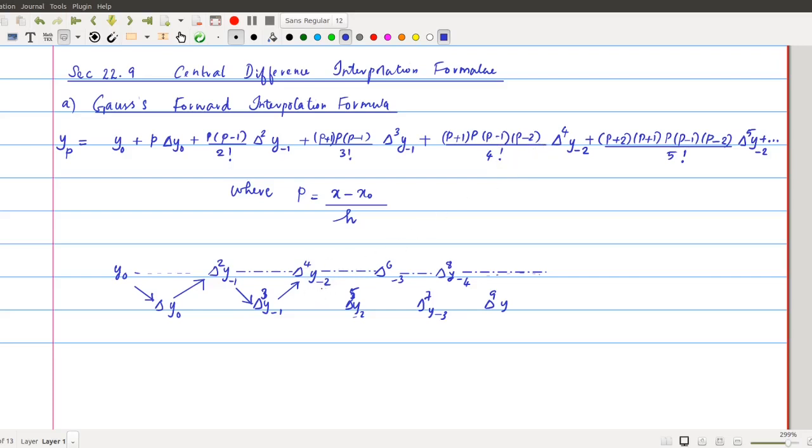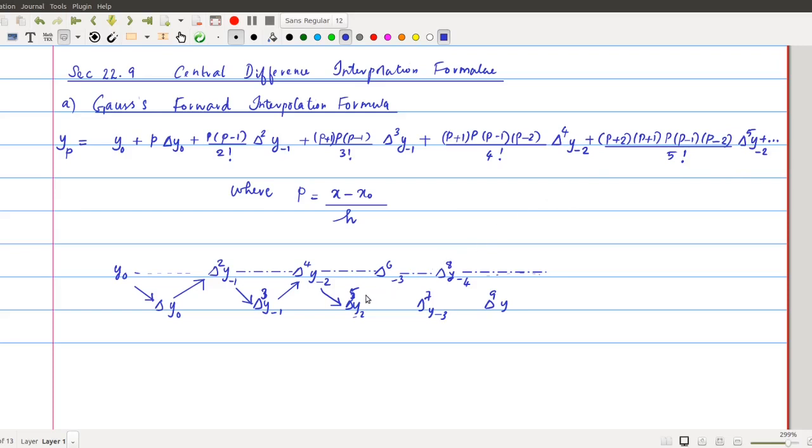Now we come to the below line, that is delta raised to 5 of y minus 2, so that is this term. Then at that time we add one more term to this, p plus 2 on the left side, that is p plus 2, p plus 1, p, p minus 1, p minus 2 divided by factorial 5 times delta raised to 5.